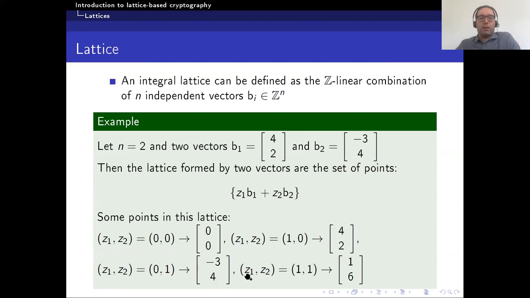(-3, 4). And if Z1 and Z2 are equal to 1 and 1, the result will be the addition of B1 and B2, because Z1 and Z2 are equal to 1, and we have B1 plus B2: 4 plus -3 is equal to 1, and 2 plus 4 is equal to 6. You can choose different values for Z1 and Z2 to find different points on your lattice.